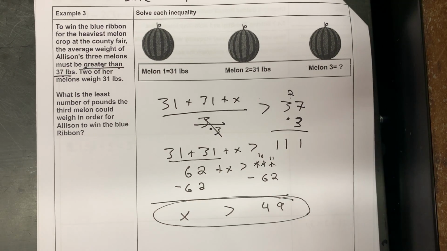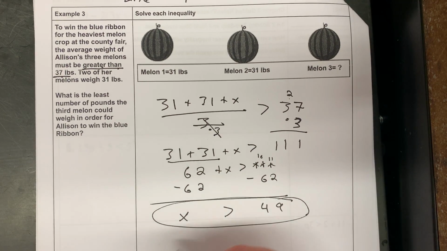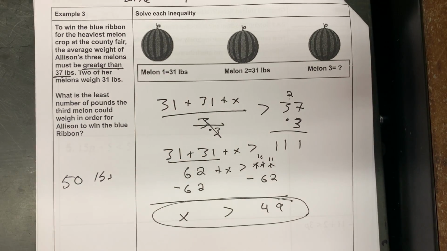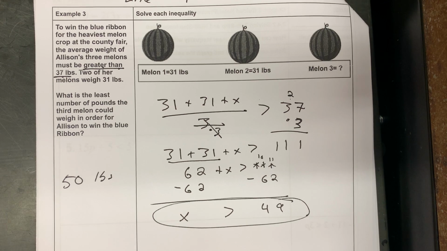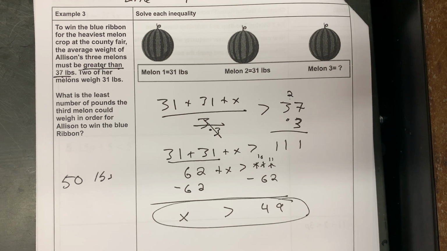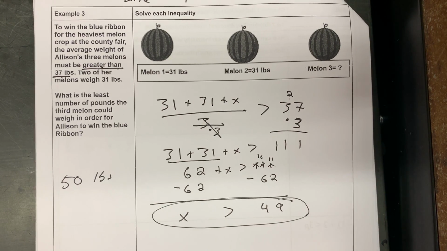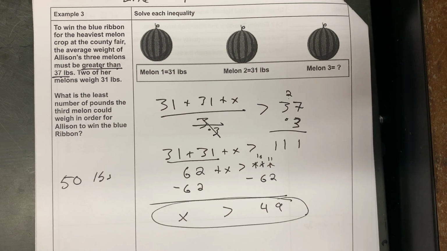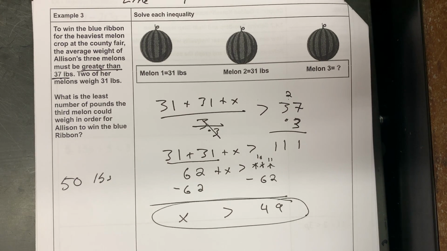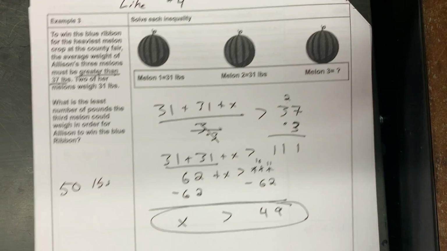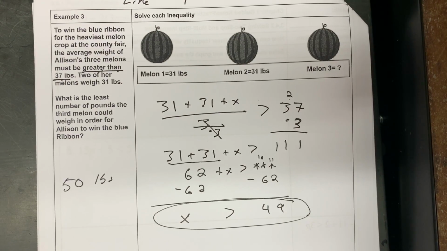So what's 1 greater than 49? It has to be 50 pounds. And we can see this, that if we graph this problem, that we have our 49 in the middle, we have 50, we have 48. It does not include 49, so anything bigger than 49 is an okay melon that it's going to win Allison that contest. So again, this is just like problem number 4 in your practice problems for today.